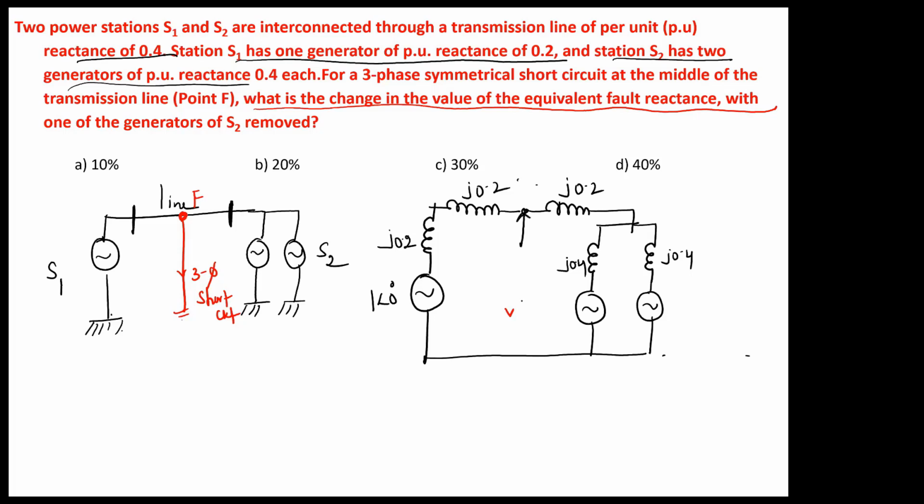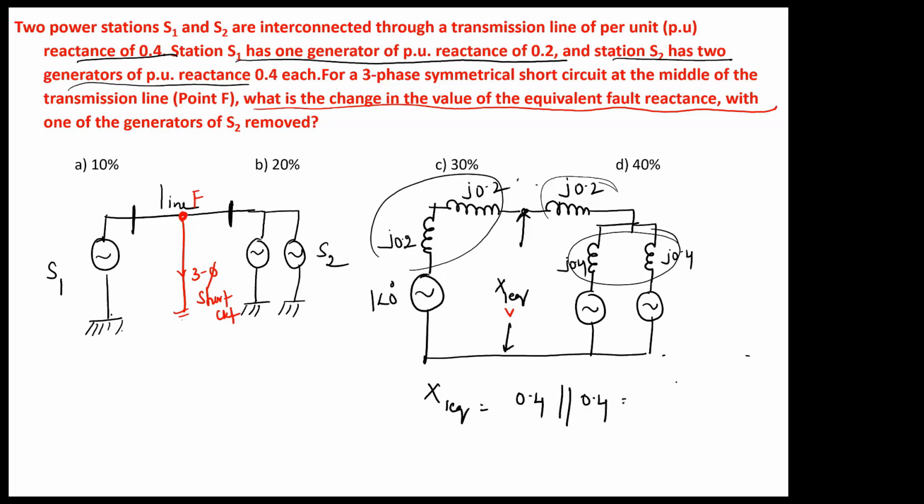So first you calculate this Thevenin's reactance in the first case, X1 equivalent in the original case. These two are in series, these two are in parallel, which is in series with this one. Again, both are in parallel. So it will become 0.4 in parallel with 0.4, that is 0.2 per unit. If you're good at circuits, you can directly tell it.